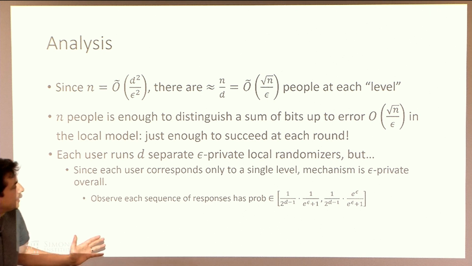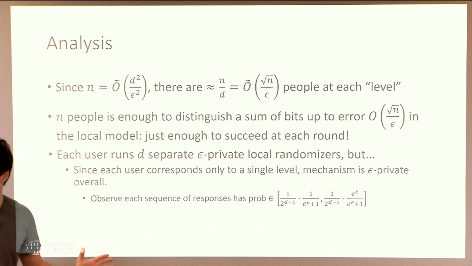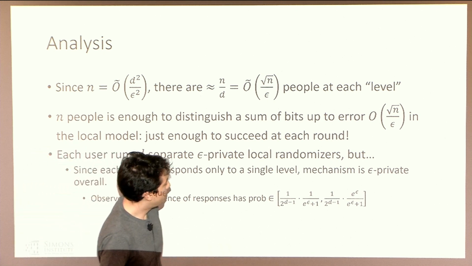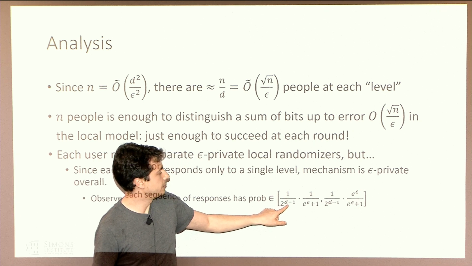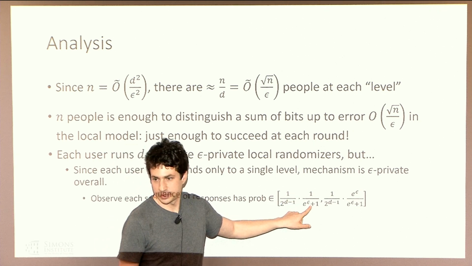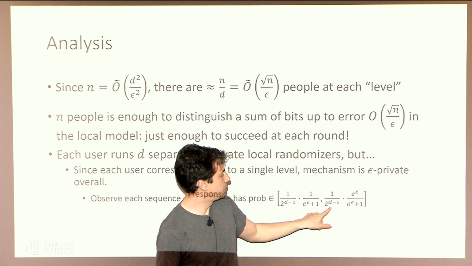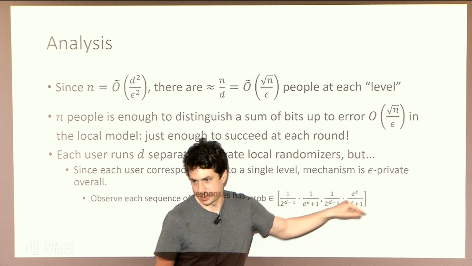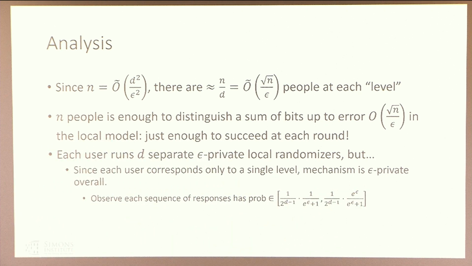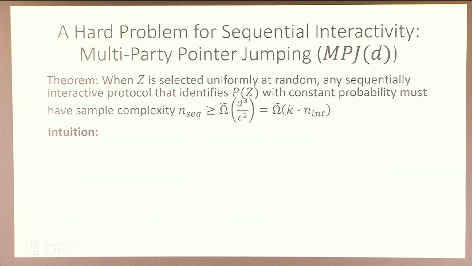In particular, any sequence of responses, any sequence of bits, has probability that's bounded between 1 over 2 to the d minus 1 times 1 over e to the epsilon plus 1, and 1 over 2 to the d minus 1 times e to the epsilon over e to the epsilon plus 1. So even though your epsilons add up to d times epsilon, the whole protocol is actually epsilon private. So it's k compositional, epsilon private, where k is d.